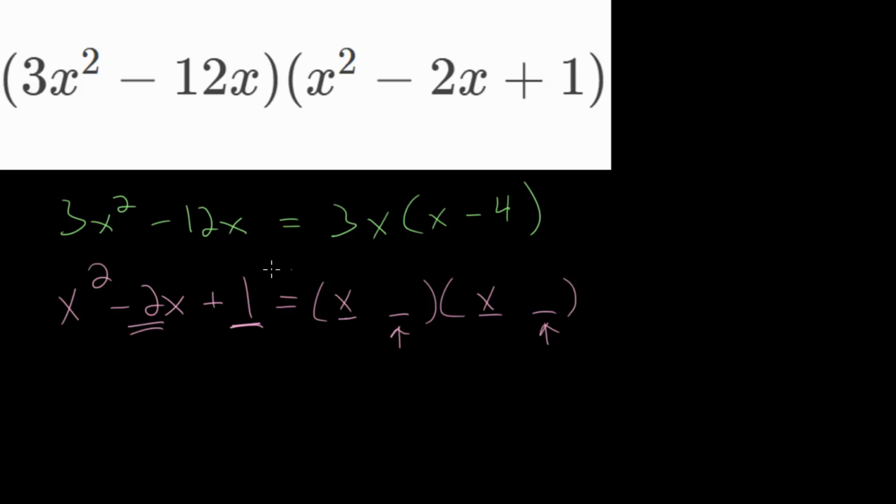So we can write out the factor pairs for 1. We know that 1 times 1 is 1, or negative 1 times negative 1 is 1. But they have to add to negative 2. So it's our second choice here, x minus 1. Let me rewrite that. And multiplied by x minus 1.